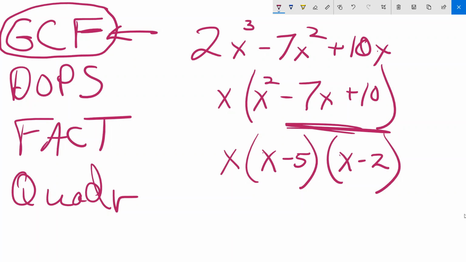Now, what if the problem was this? Then is that 14 and 20? 14, 20. Then you still find the greatest common factor? What is the greatest common factor? 2x. Yeah, and it leaves the same thing. In other words, it leaves this simple quadratic left over.